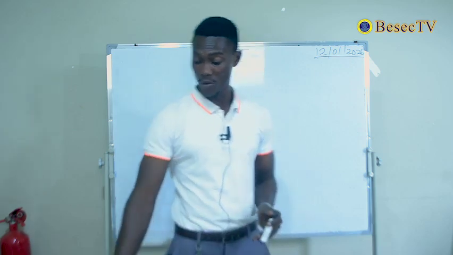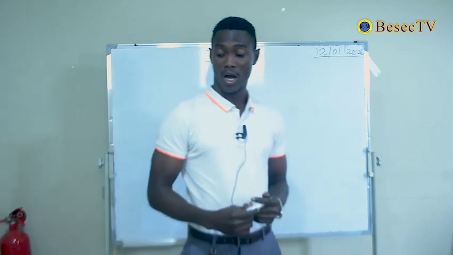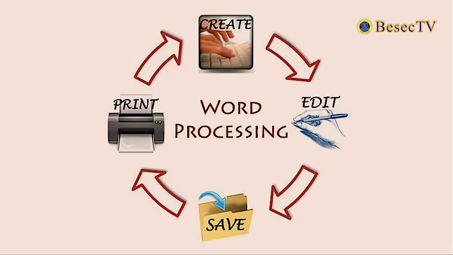From here we move on to our next slide, where you are going to see a cycle, and I'm going to call this cycle the word processing cycle. In word processing, you begin by first creating a document. That is the creating process. To create something means to make something, to bring something to life.